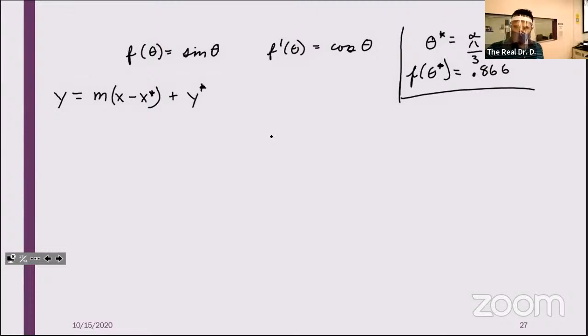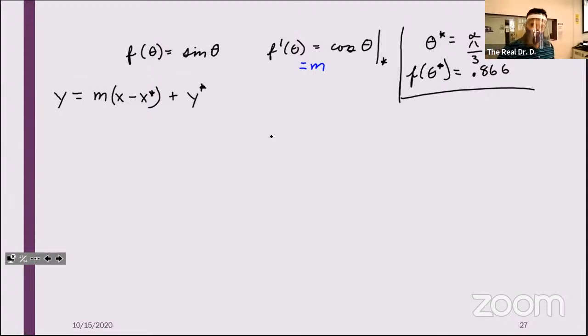All right, so here's what I've got, and I want to fit my equation into this. Well, this derivative, that's just m. That's the slope of my line at that point, as long as I evaluate this at my nominal point, which for us is pi over 3. We'll get back to that in a second.